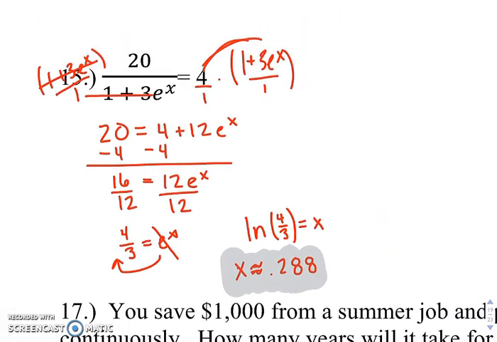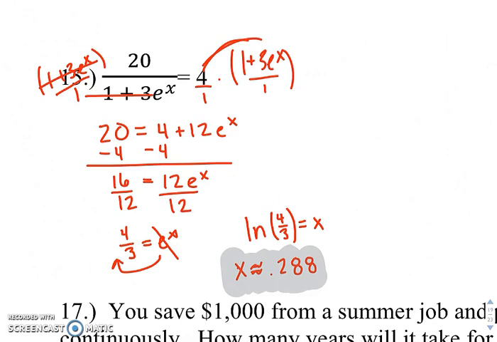You can always plug that exponent back into your problem. If you do 20 divided by the quantity 1 plus 3 times e to the power of 0.288, now, is it going to give you 4 exactly? No, because we rounded that decimal, but it should be close. Like it should be 4.001 or 3.98. It should be pretty close, at least give you an idea of if you did the problem correctly or not.